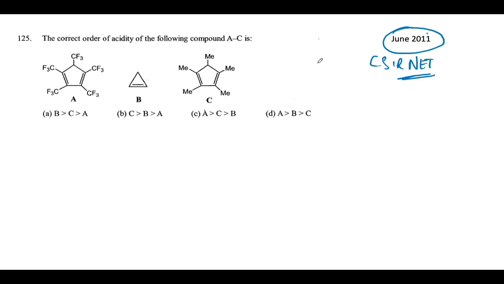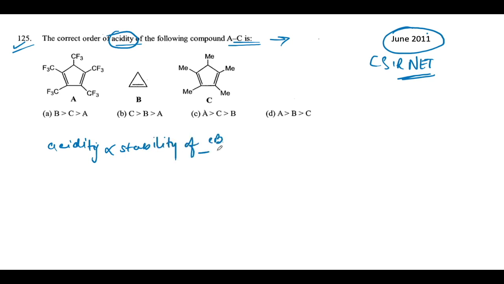First one is from June 2011, a very simple one. The question is asking us the correct order of acidity of the following compounds from A to C. Firstly you are going to try it by yourself and then I will answer. Alright guys, so the correct order of acidity. Acidity is directly proportional to the stability of the conjugate base. If the conjugate base after the removal of a proton is stable, then the acidity is going to be very high. So that is the factor which is going to determine the answer.